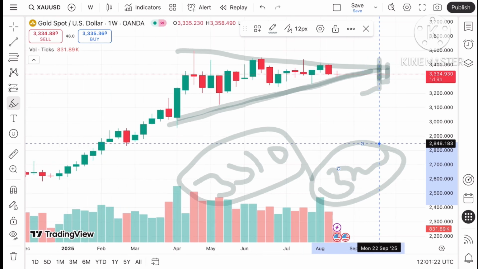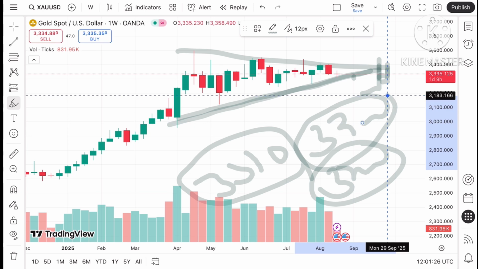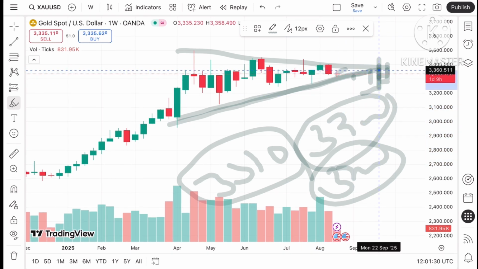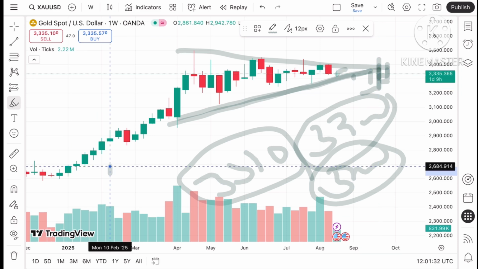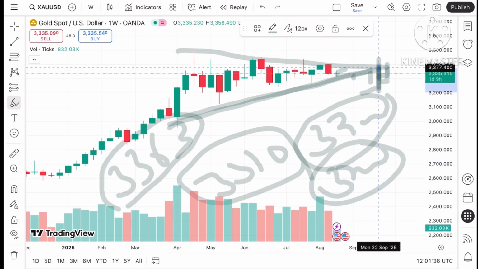Remember that there is a higher chance that if the price started going below 3300, a further downfall can be seen. But if it bounced back from this level, then we can see it can go further upside towards a level of $3363. Okay, and if that sustain, a further upside can be seen.